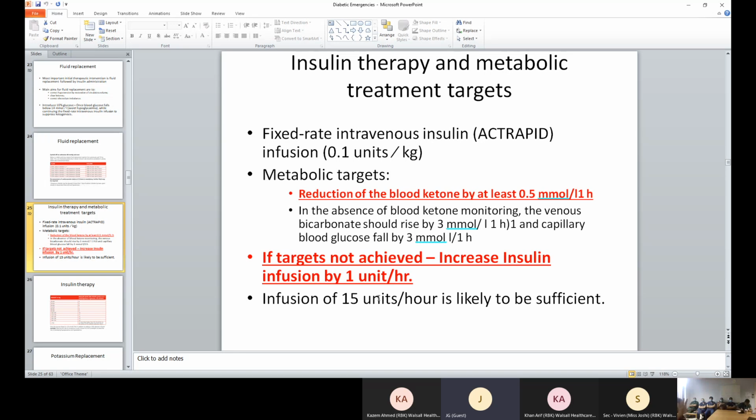Another important thing when you are using the insulin infusion, and this is predominantly what I have seen not happening in the audit: they start and then they don't look at the ketone monitoring. Because of that, they are not up-titrating the insulin rate.